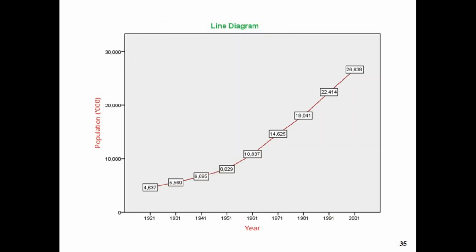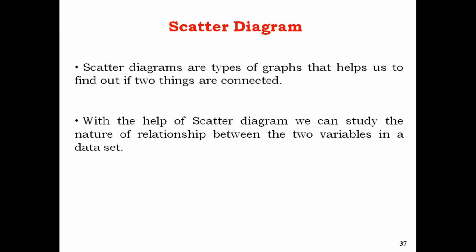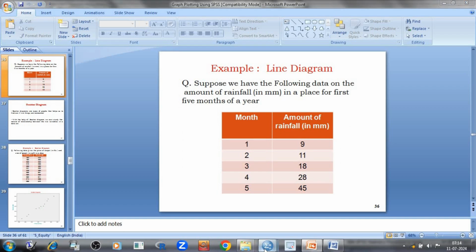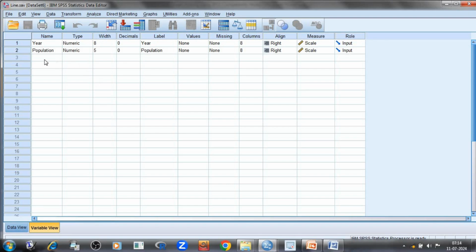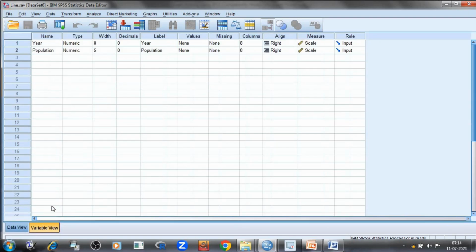So this is the output of line diagram. In x-axis years and population in y-axis. Okay, this is the line diagram. Then here the second example I have given. Okay, so now we move to our SPSS window again for line diagram, how we can perform. These are the data set, year, then population. This is variable view window.